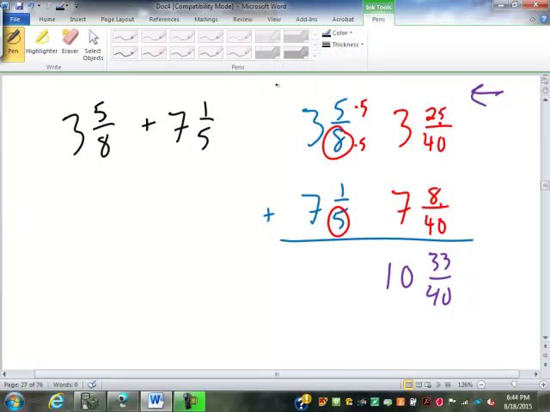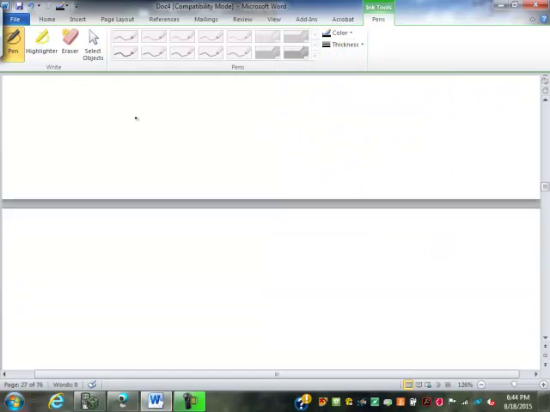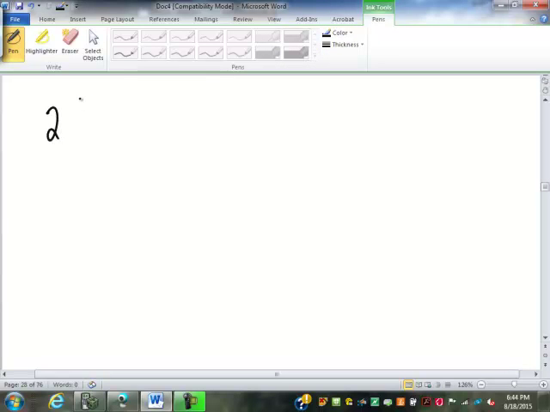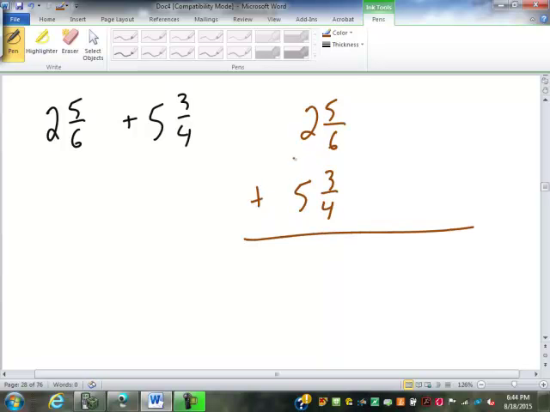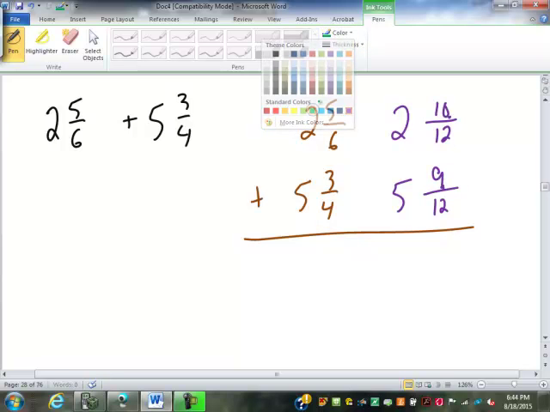Now, it's not always that simple. We can run into ones like this. So let's set this one up. Again, the 2 and the 5, the whole numbers won't change. What's our common denominator going to be? Now, yeah, 6 times 4 would be 24, but in this case, there's a smaller one we can use. We can use the 12. What's going to go here? 10 and 9. Perfect.